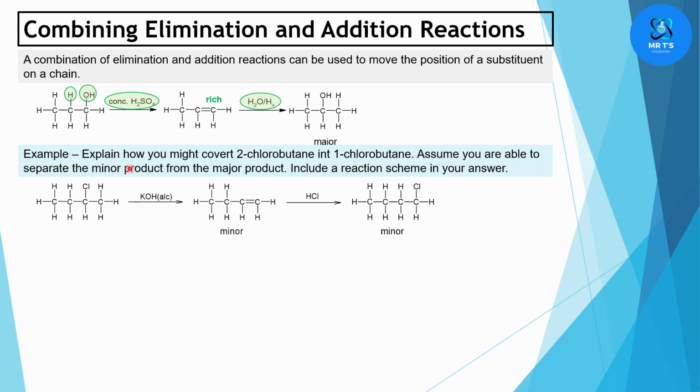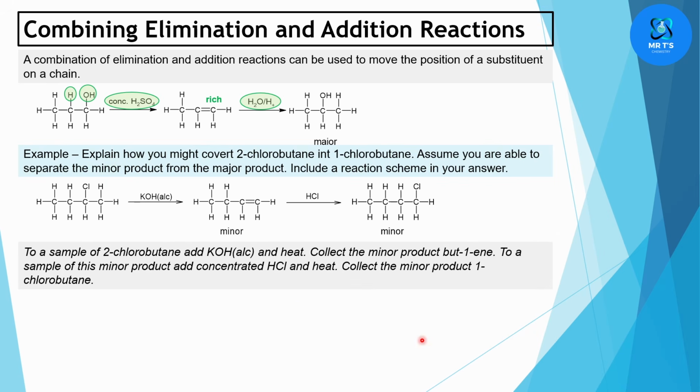The question says explain how you might convert. So I need to explain this as well as drawing it. So to a sample of 2-chlorobutane, I added potassium hydroxide in alcohol and heated. I collected the minor product, and then to a sample of this minor product, I added HCl and heated and collected the minor product again.